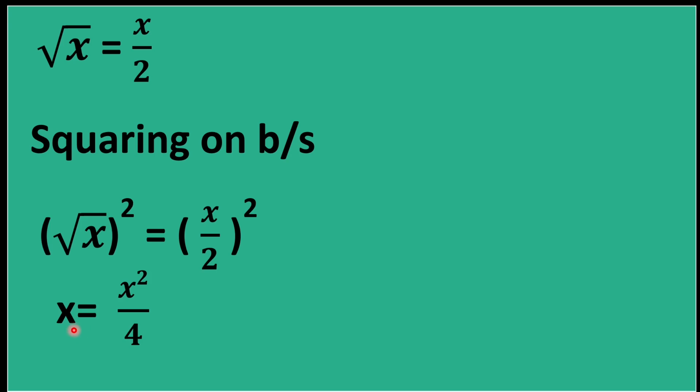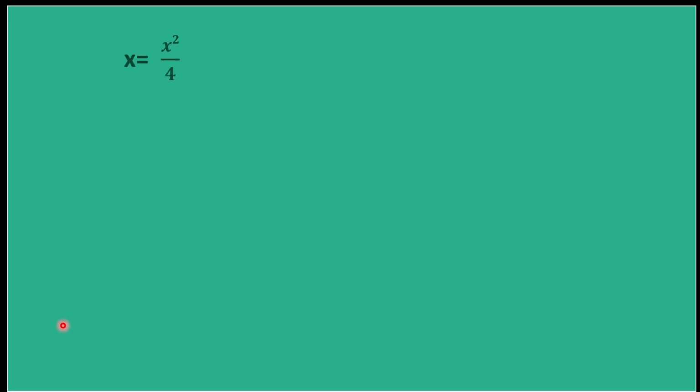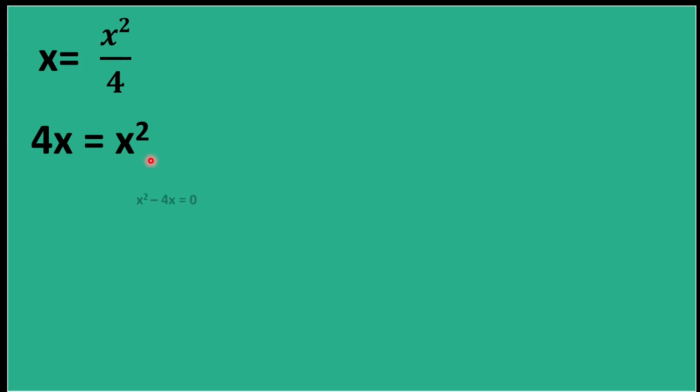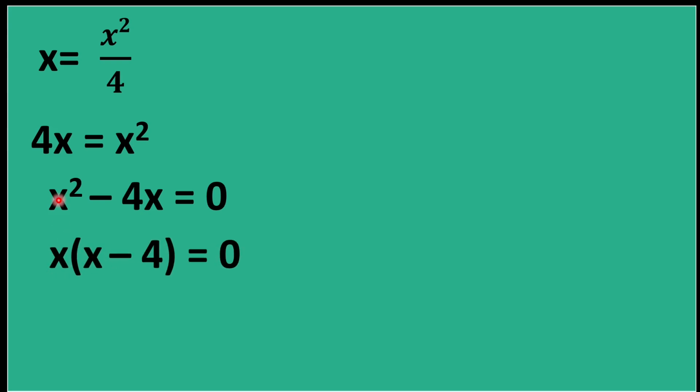And now we will multiply this 4 with this x. So overall the equation will become 4x equal to x squared. And now we will send this 4x to this side of the equation. So overall our equation will become x squared minus 4x equal to 0, like this. And now we will take x common from these two terms, because these two terms have x in common. So after taking x common, this will become x times x minus 4, which is equal to 0.